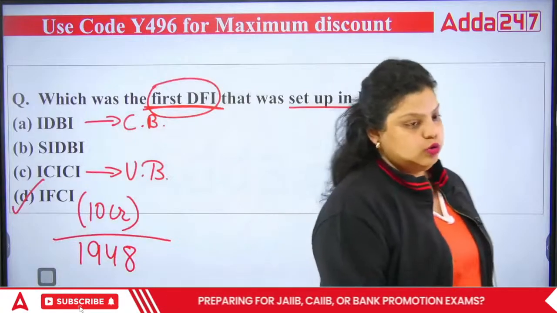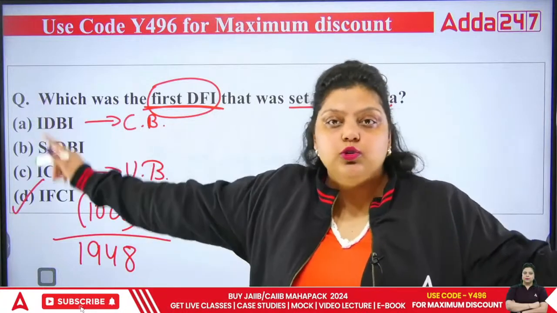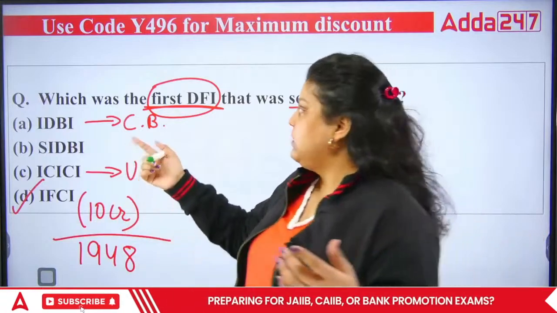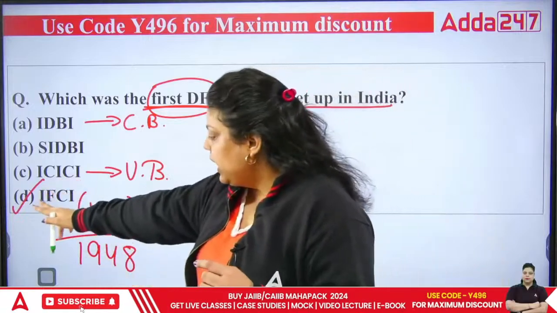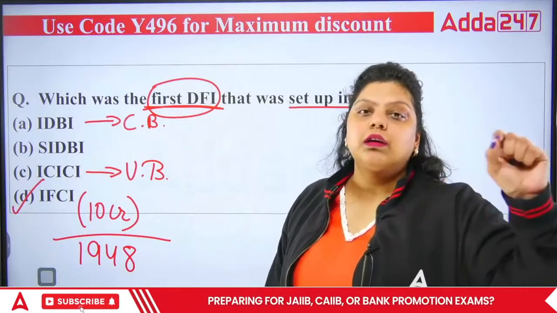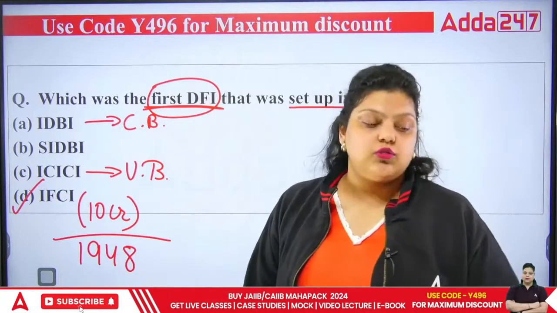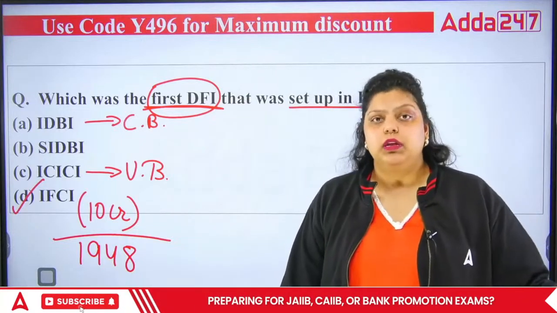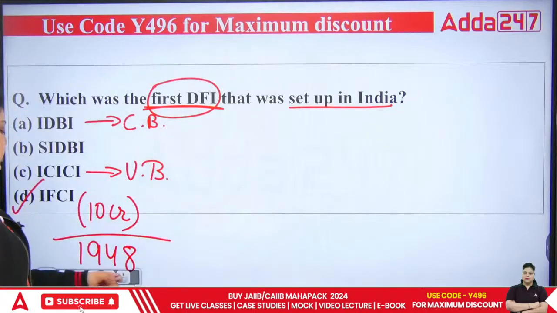One more thing I keep saying: you do not only have to focus on the question and options, also focus on the explanation I am giving. Maybe they will not ask the name of the first development financial institution. The question can ask what the capital was when IFCI was established, or when the first development financial institution, IFCI, was established. So 1948. Conceptual study is very important, every detail is very important. So whatever explanation I am giving, listen to it very carefully. So the right answer is D.